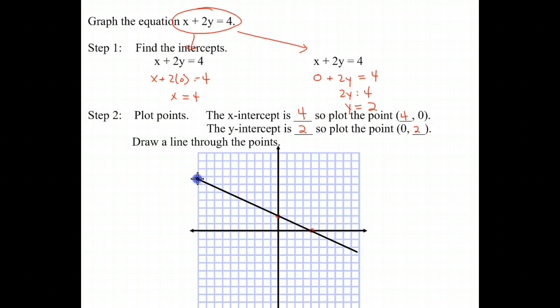You guys would just use a ruler. Draw in your line. Make sure that you have arrows on the end of your line, because again, your line will continue forever. There's no restricted domain given in the problem. And there I have it. Okay, I went from an equation to finding my intercepts to graphing the line.